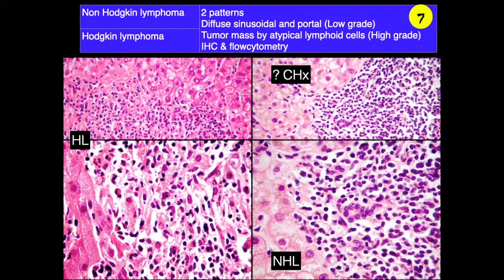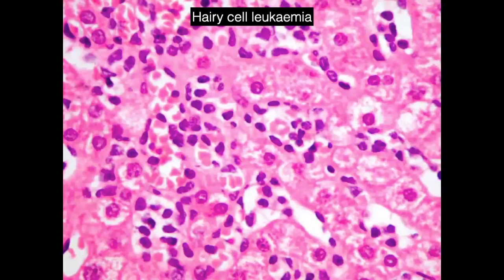Then history is very, very important. This is a case of Hodgkin's lymphoma where you can see a polymorphic population of cells with characteristic Reed-Sternberg cells here and there. Here lymphoid cells are increased. The differential diagnosis is chronic hepatitis, but when you see in high power, morphologically they will be more abnormal. And again, history is very important. IHC and flow cytometry will bring out the diagnosis.